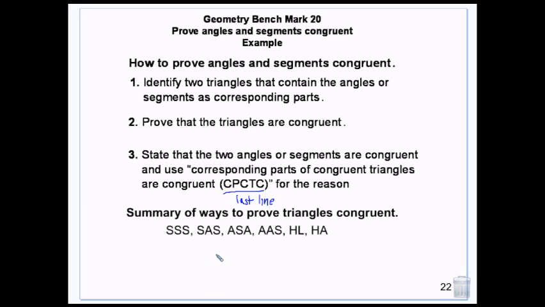of the proof. So we prove the triangles are congruent using one of our methods: side, side, side, side, angle, side, angle, side, angle, angle, angle, side, hypotenuse leg, or hypotenuse angle. Once we say the triangles are congruent, the next line is going to be, always? Yeah. So you get the triangles congruent, and then the next line will be like, these angles are congruent because of CPCTC, or these legs are congruent because of CPCTC. And you don't have to write out the whole long thing. You can just write CPCTC.